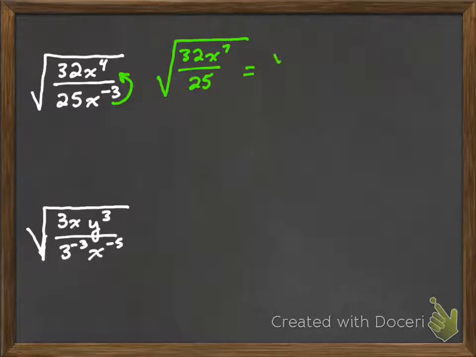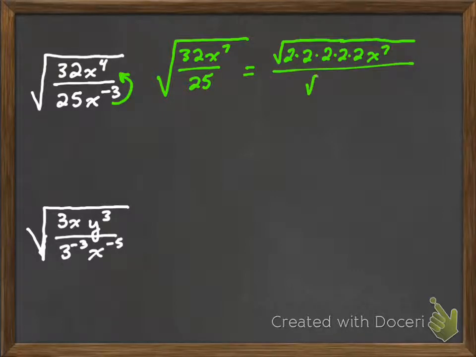Now we can break up this radical into the square root of 32, which, let's go ahead and break that apart. That's going to be 2 times 16, which is 2 times 8, which is 2, 2, 2, x to the 7th, over the square root of 25. Now, square root of 25 comes out evenly. That is 5. In the numerator, square root, so we're looking for pairs of numbers.